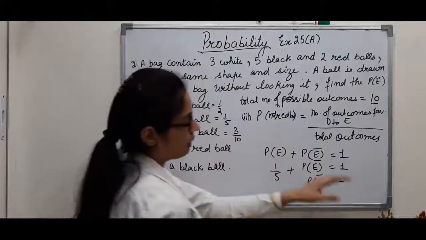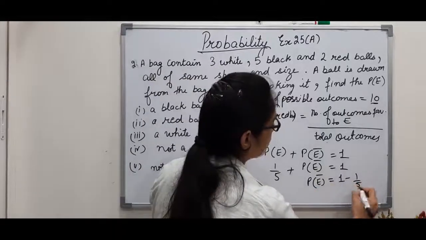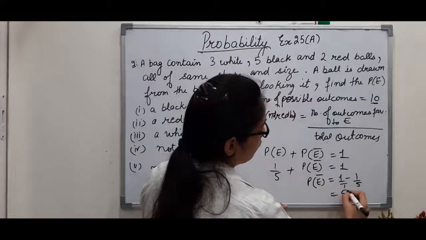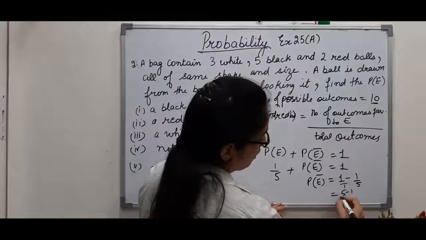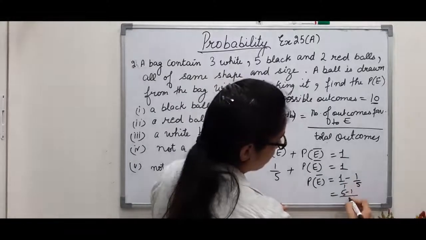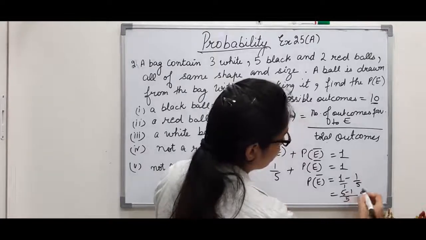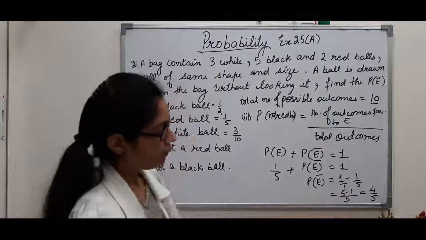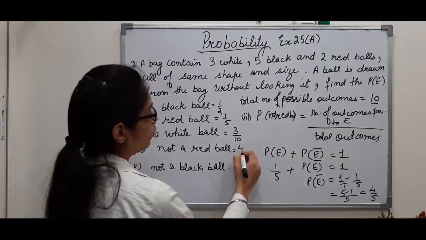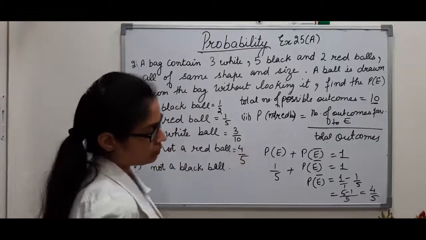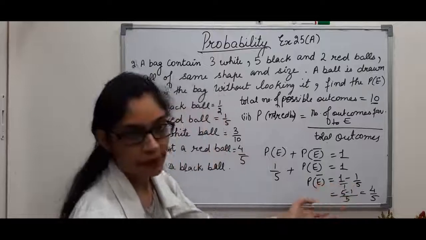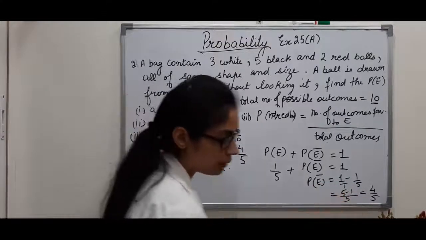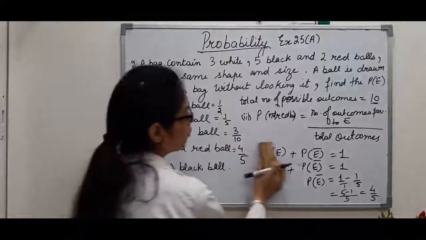This 1 by 5 I will shift to the other side. It will be 1 minus 1 by 5. The same way I will go. So it will be 5 minus 1, this is simple. This subtraction I am sure you can do. 5 minus 1 is 4, so it will be 4 by 5. See, this is only a subtraction. So I got 4 by 5. There is one other way also.